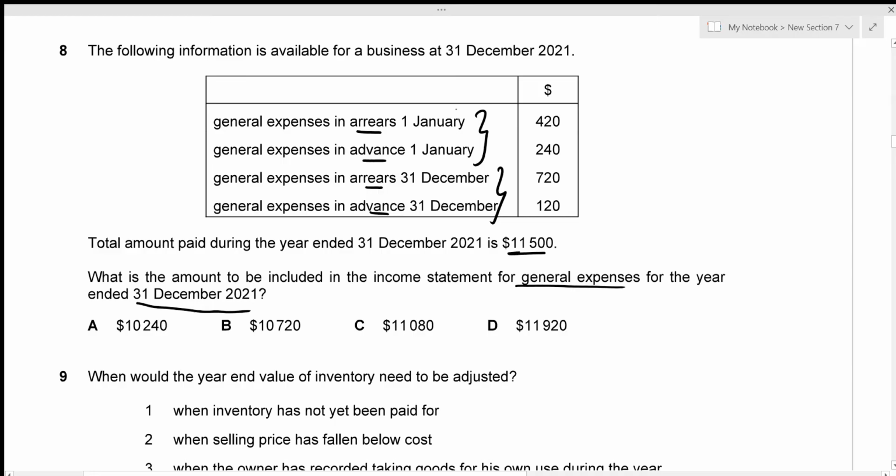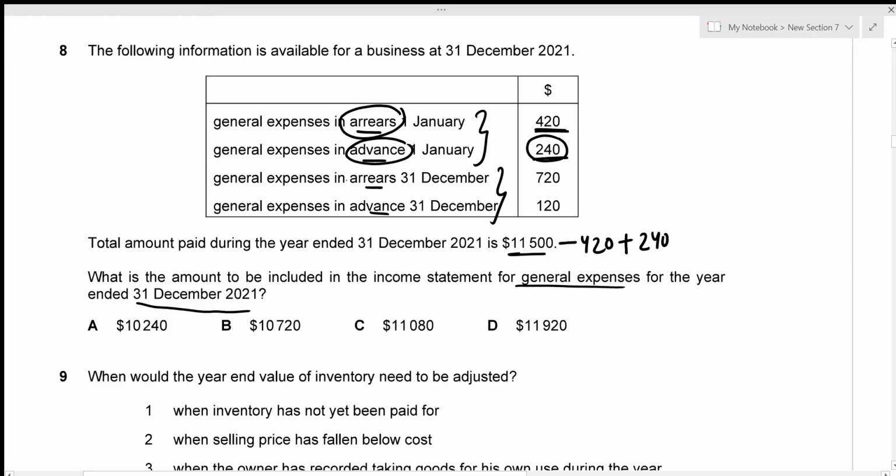Alright, let's just start from general expenses in arrears on 1st January. This means that this is the outstanding expense of last year. So last year's expense should not be included as the current year's expense. So we need to deduct the value of 420. The second one given is the general expenses in advance, 1st January. So this is given in advance, which means that this expense of 240 corresponds to the year ended 31st December 2021. So this needs to be included. So I'm just going to add it.